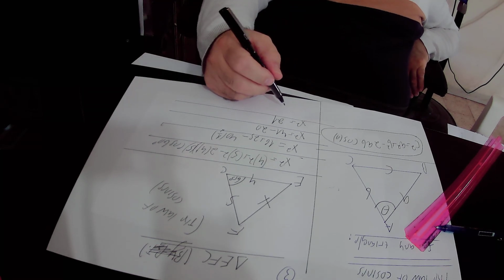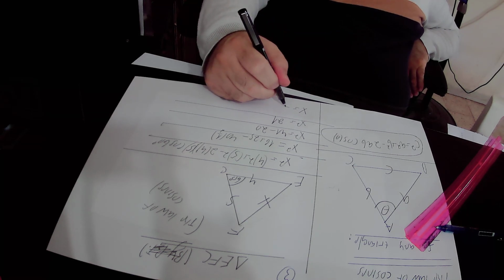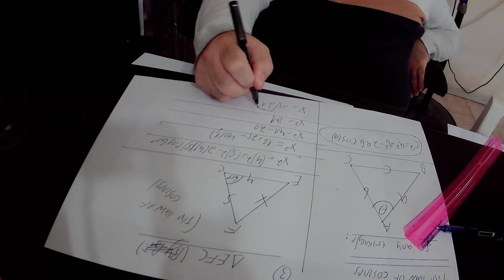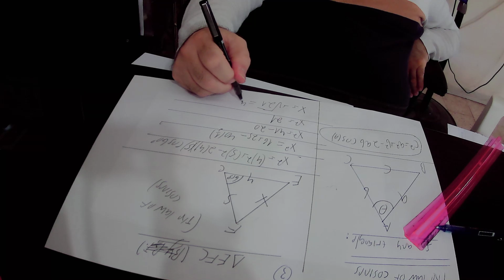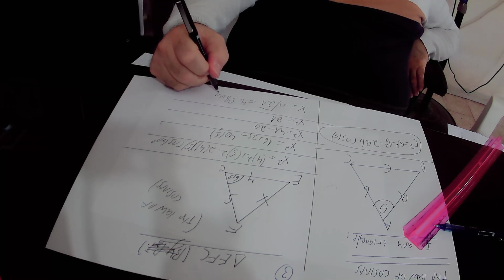Here we take the root of this equation and we get that x equals the positive square root of 21 units, so in terms of numbers it is equal to 4.58 units.